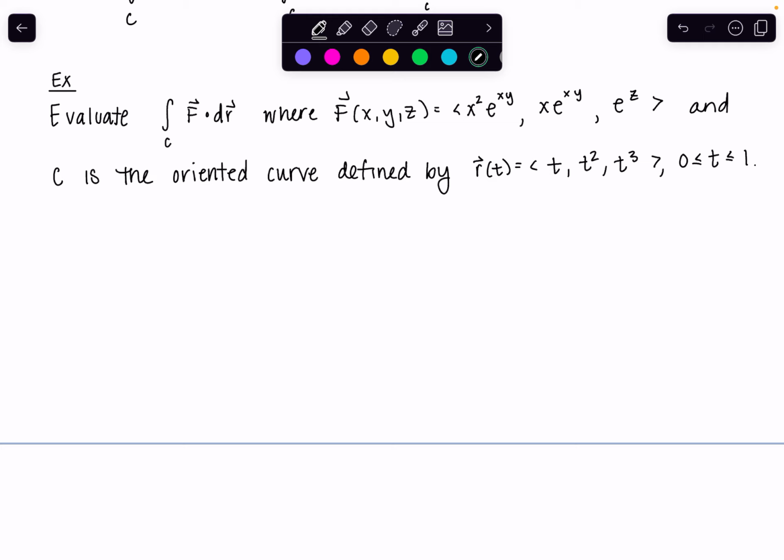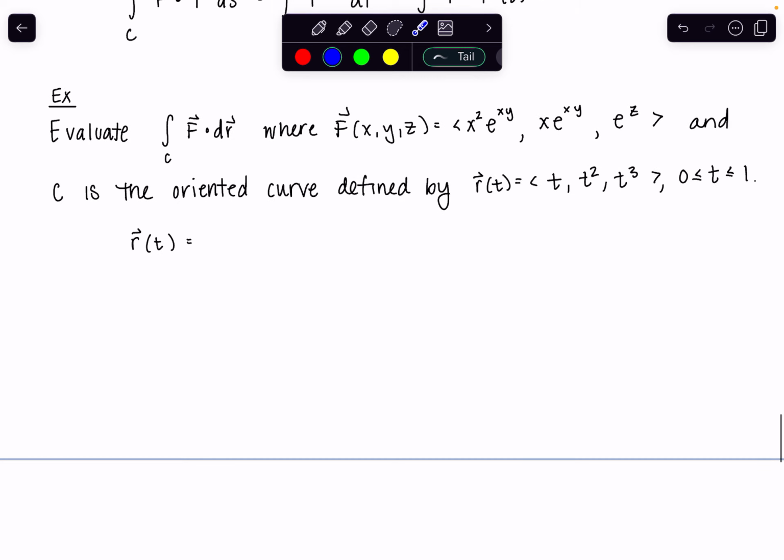So we've got our vector function r of t. We need to do a couple things. I do not need to find the magnitude, which is very nice here, because I'm just going to dot product it with F, but I do need to find the derivative of this. So we've got t squared, t cubed. We need to find r prime of t, which thankfully is nice: 1, 2t, 3t squared.